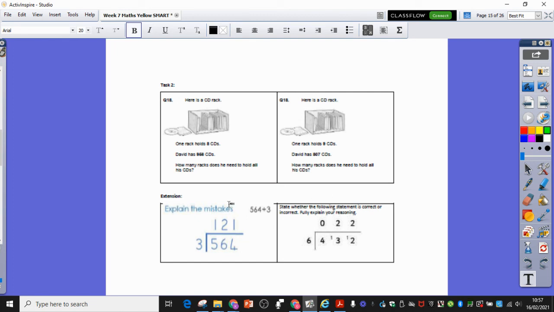And then, if you're up for a challenge, you've got your extension tasks here. So, yellow group, that is your learning for Tuesday. And please remember to send it into your class teacher at the end of the day.